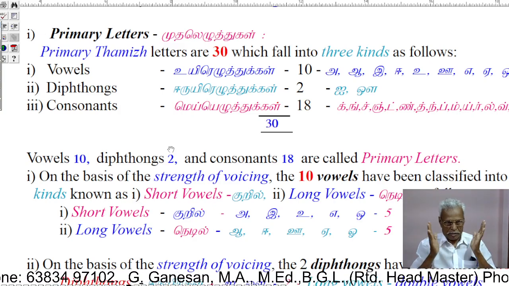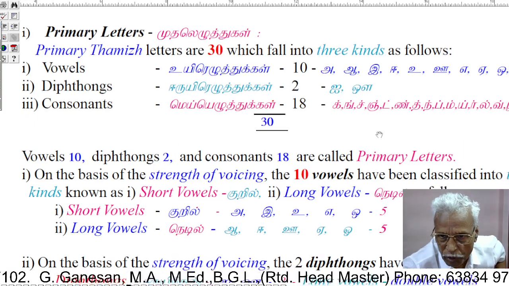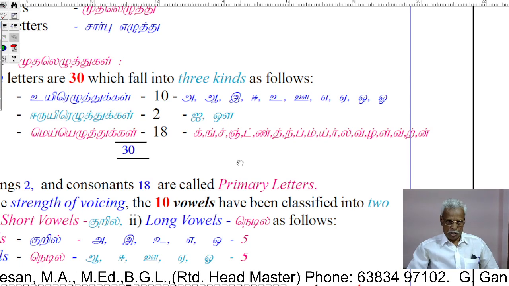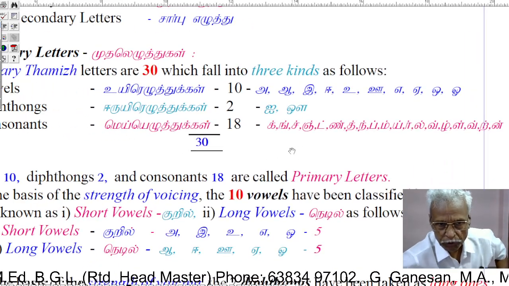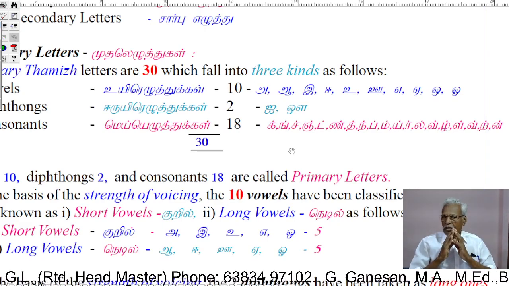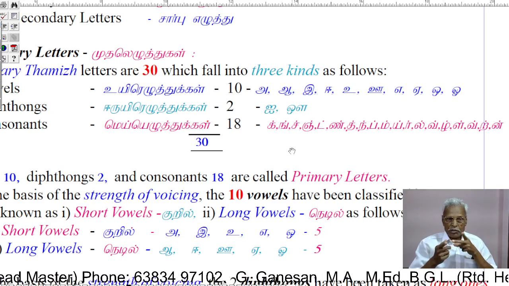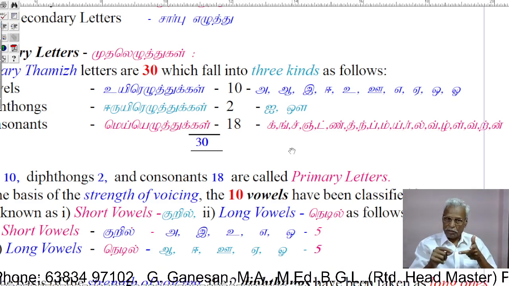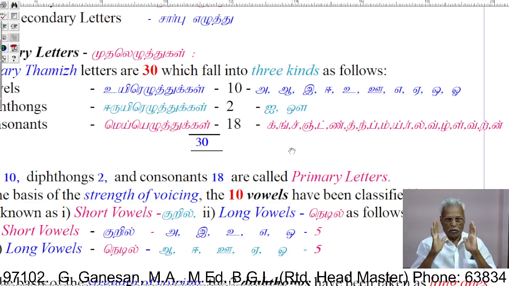Then consonants, மெய்யெழுத்துக்கள், 18 in number from ik to u. These 18 letters are consonants. Thus, there are two kinds of letters in Tamil. One is primary letters, another is secondary letters. Primary letters, that is the basic letters, are the first letters. They are the soul of everything.